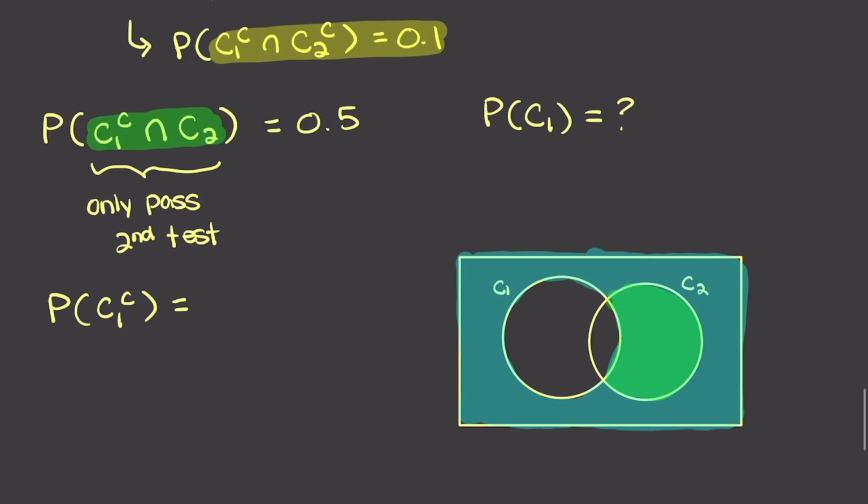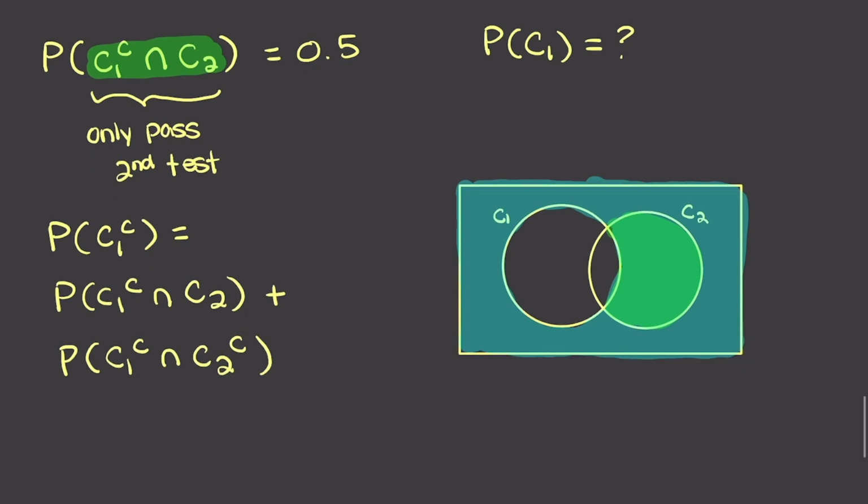So what all this means is the probability of C1 complement is equal to the probability of that green portion, C1 complement intersect C2, plus the probability of C1 complement intersect C2 complement.